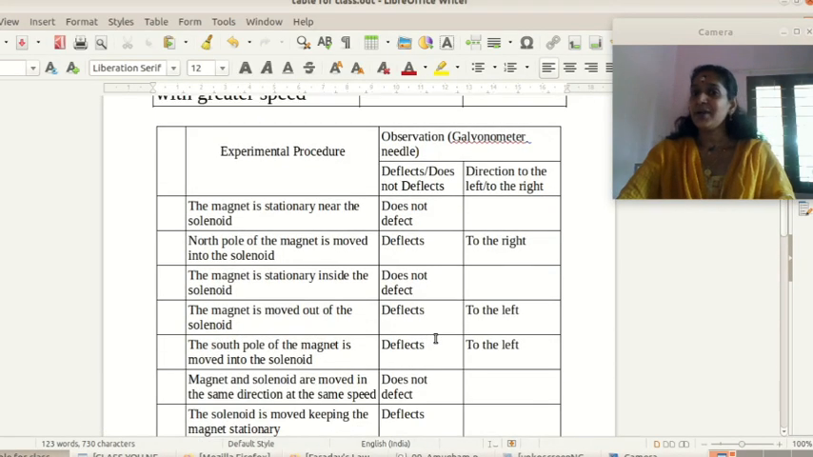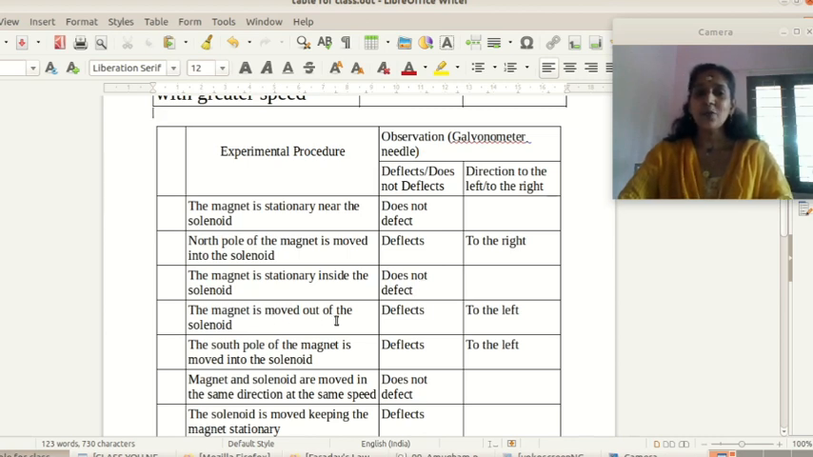We can conclude what we studied by drawing a table. The magnet is stationary near the solenoid. Galvanometer needle does not deflect. The north pole of the magnet is moved into the solenoid. Galvanometer needle deflects, but to the right. The magnet is stationary inside the solenoid. There was no deflection. Needle does not deflect.